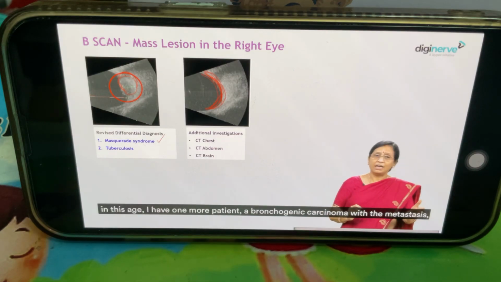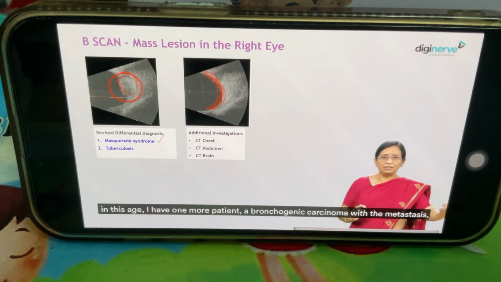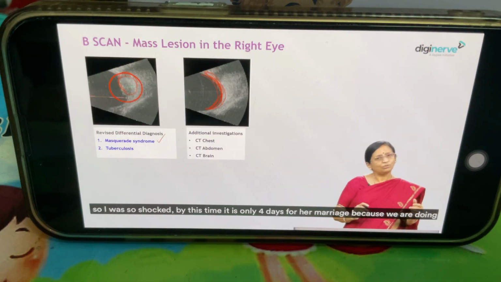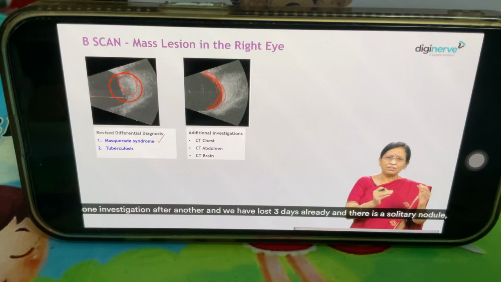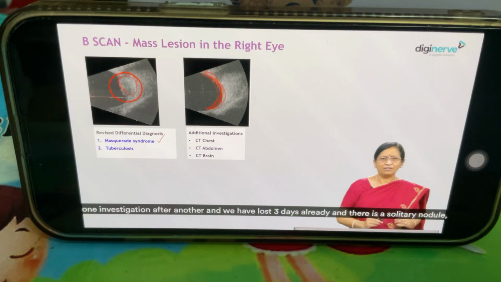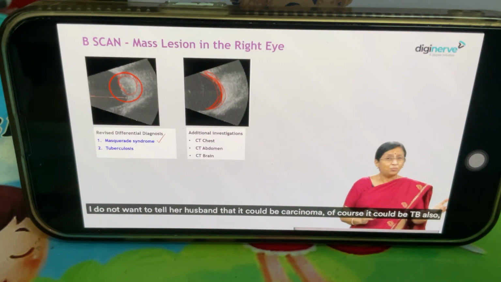Because at this age, I have one more patient, a bronchogenic carcinoma with a metastasis. So I was so shocked. By this time, it is only 4 days to her marriage, because we are doing one investigation after another, and we have lost 3 days already. And there is a solitary nodule. I don't want to tell her husband that it could be carcinoma. Of course, it could be TB also.